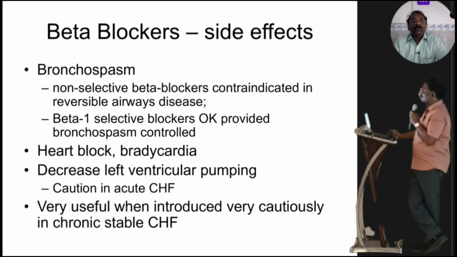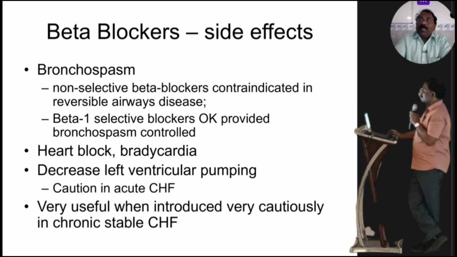Bronchospasm. Non-selective beta blockers are contraindicated in reversible airway disease. So propranolol causes bronchospasm. Even metoprolol may cause bronchospasm. To avoid this bronchospasm, the beta blockers to use are either bisoprolol or nebivolol, beta 1 selective blockers, provided the bronchospasm is under control.